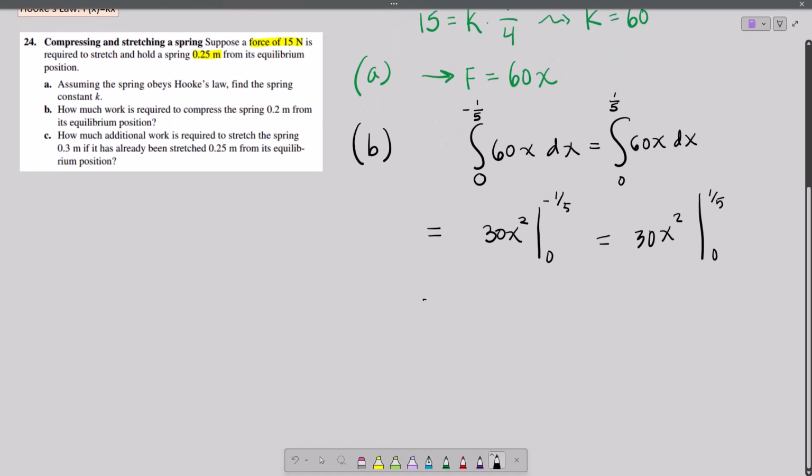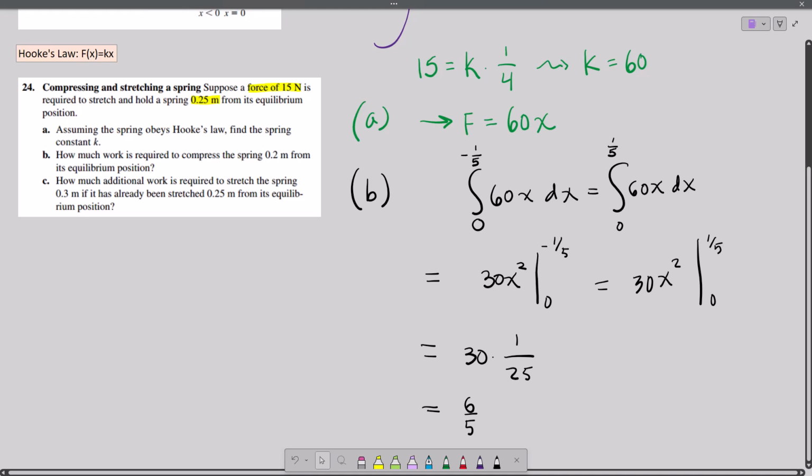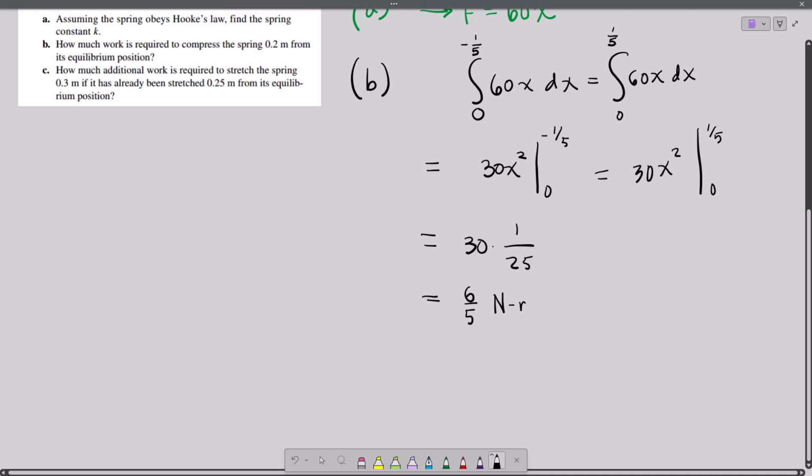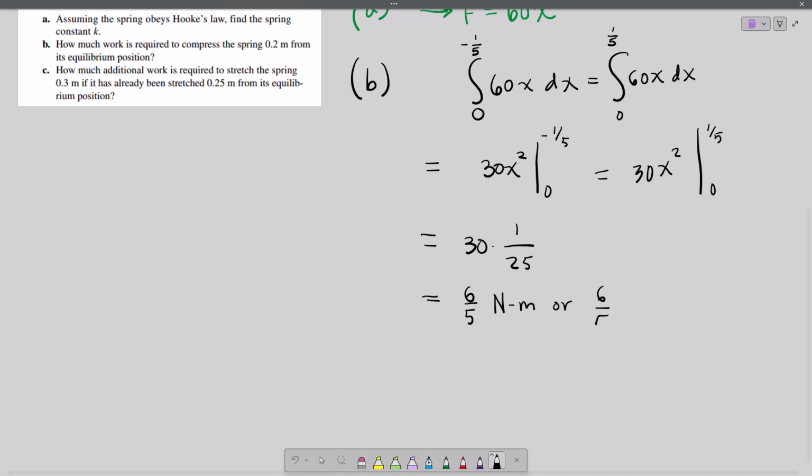So work's going to be positive. Plug in the 1/5. We're going to have 30 times 1 over 25 minus 0. So we're going to end up with 6/5 units of work. So we have meters, and the force is a Newton. So you can write this as 6/5 Newton meters, or what's the other unit of work? Joules. We can take away the Newton meter and write it as a joule if you want. So either of those, totally fine. Joule, Newton meter, I don't care. Doesn't matter.